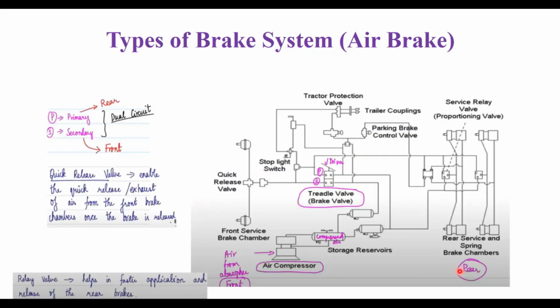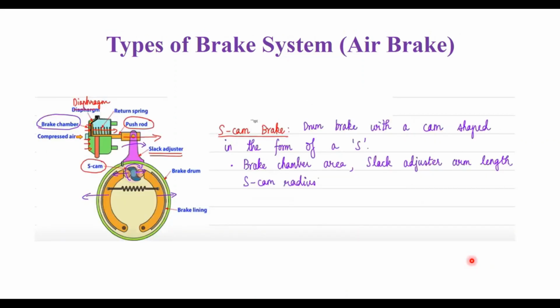And what we have told is, in the rear, what we use is the drum brake. So that's why it is schematically mentioned as drum brake here. And this compressed air pushes the push rod, and then it moves the brake screw towards the brake lining, and then the brake lining moves towards the brake drum, and this holds the brake drum in such a way that the deceleration of the vehicle is going to happen.